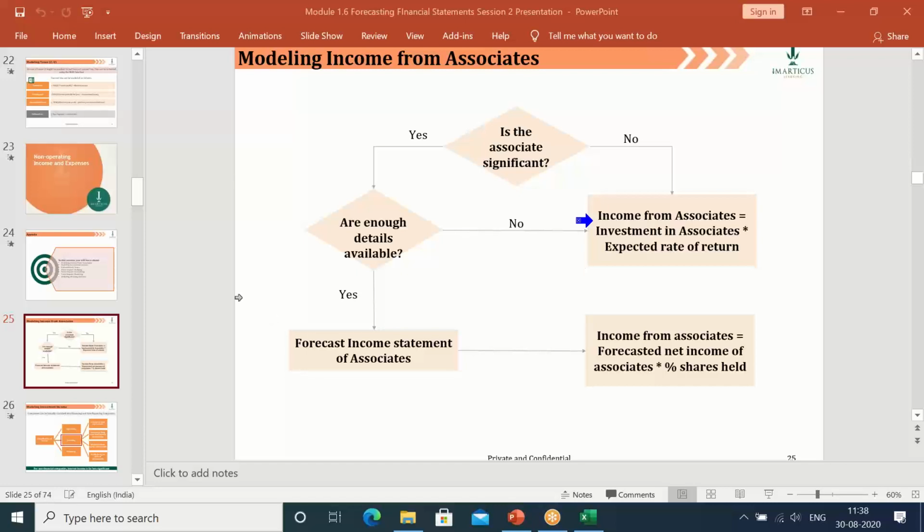Scenario 2. If the information is available for company B and you can forecast a detailed P&L, then you should prepare a detailed forecasted P&L for company B. And whatever income company B earns, 10% of it you should bring back to company A. That's the chronology and flowchart you need to refer to for such cases. Take a look, and if there is any doubt, ask.